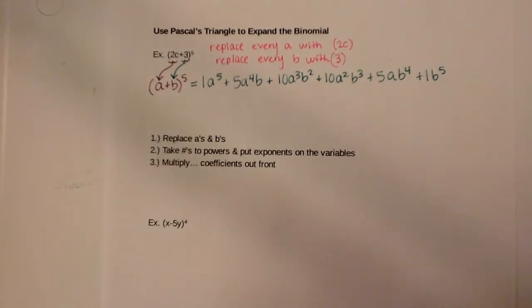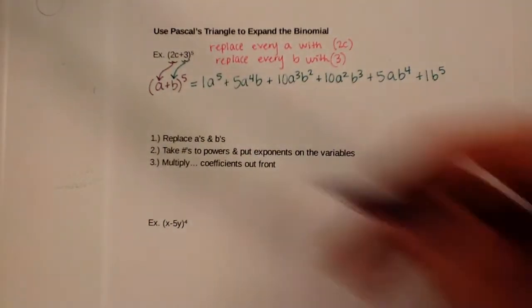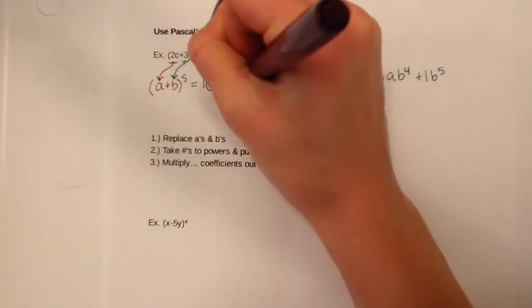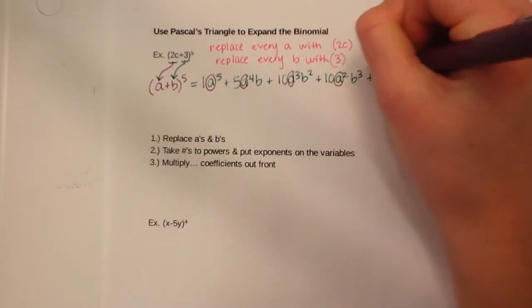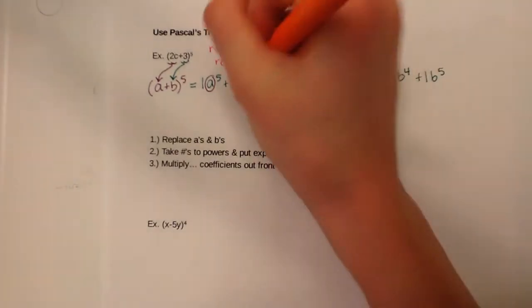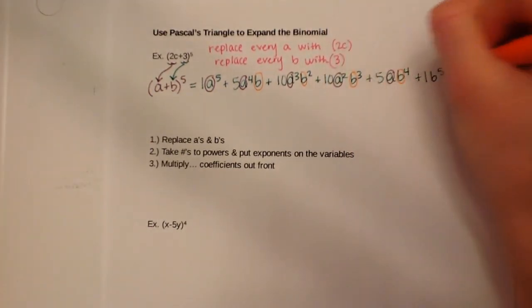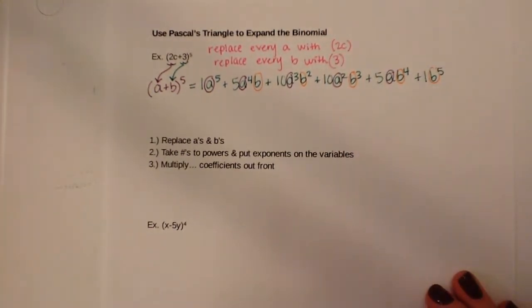So if we go through, let's use the same color. So we have an A here, an A here, an A. So I went through and circled all the A's that we're going to replace, and now I'm going to go through and circle all the B's that we're going to replace. So now let's actually do that.